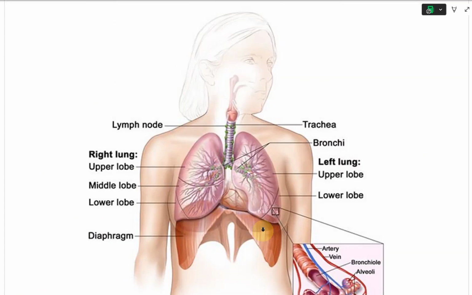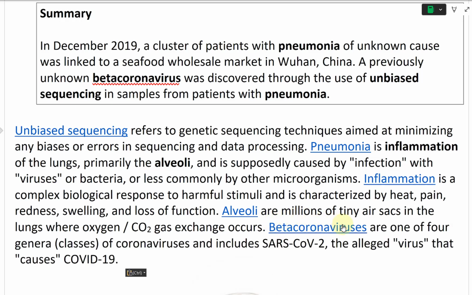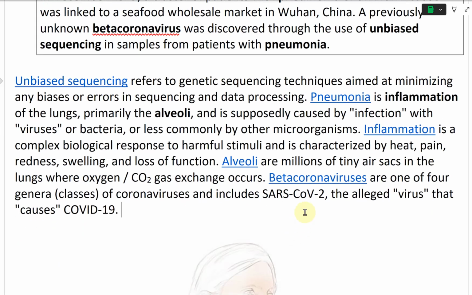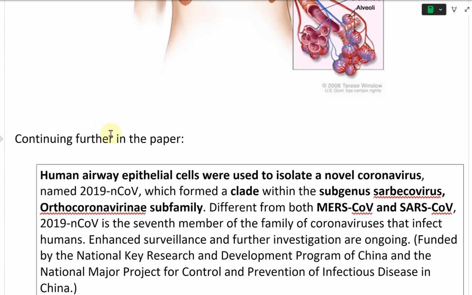Continuing further, or actually before I continue further, I just want to add another definition here for beta coronavirus. I'll put that right here. So beta coronaviruses are one of 4 genera or classes of coronaviruses, and includes SARS-CoV-2, the alleged, quote, virus that, quote, causes COVID-19. So that's basically a classification of these so-called viruses. Anyways, going further. So continuing further in the paper, in the summary, human airway epithelial cells were used to isolate a novel coronavirus named 2019-nCoV, which formed a clade within the subgenus sarbecovirus, and then this is inside the Orthocoronavirinae subfamily.